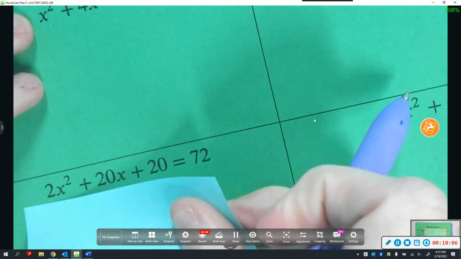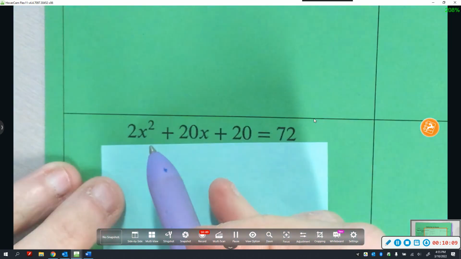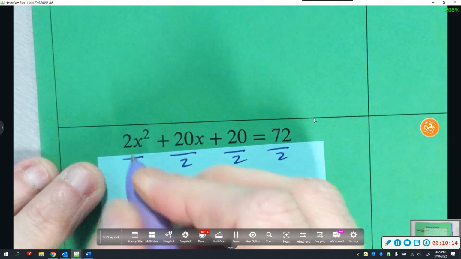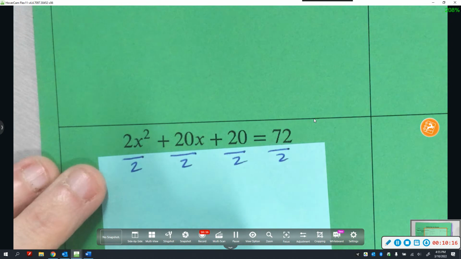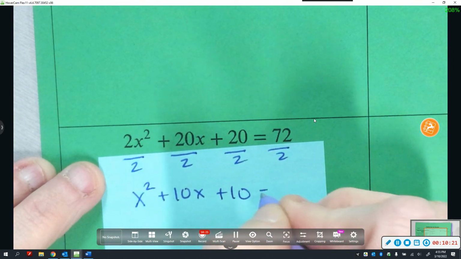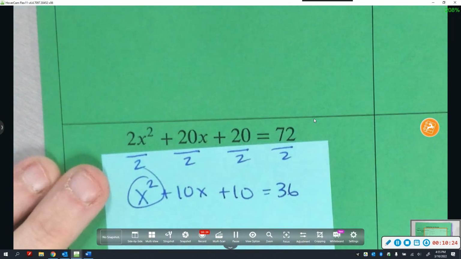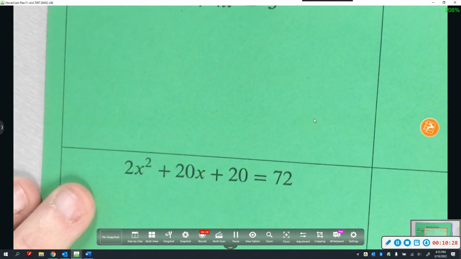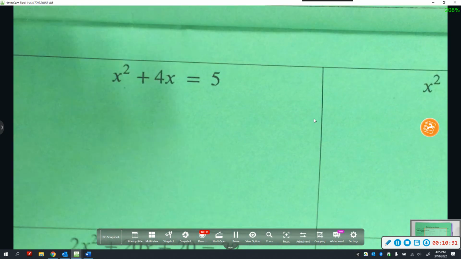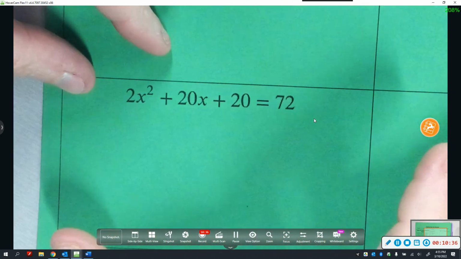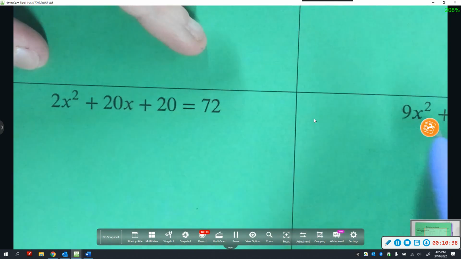But let's look at this one here. For this one, if I divide everything by the greatest common factor, which is 2, this wasn't even eligible because 2x squared is not a perfect square, but now I have x squared plus 10x plus 10 equals 36. Now that's a perfect square. Now I can use completing the square. Okay? So again, I have to pick and choose what I'm going to do here. I decide based on whether it's going to give me a perfect square when I'm done with it.